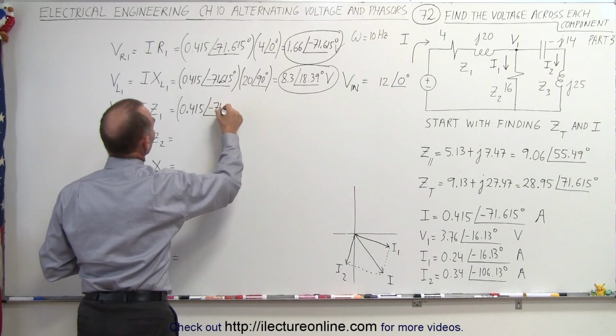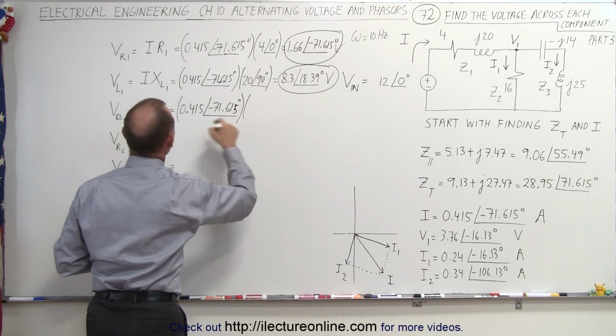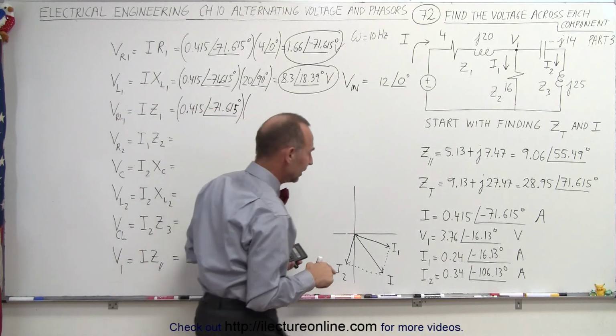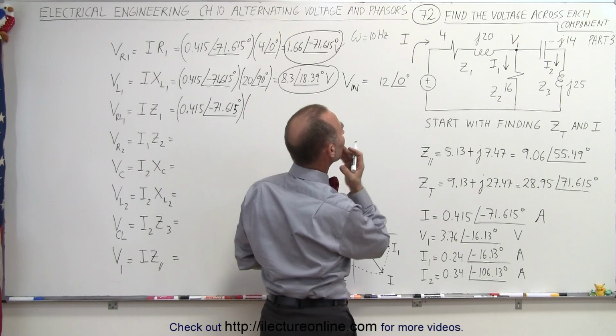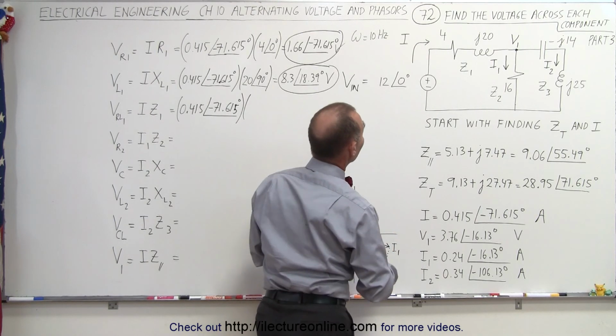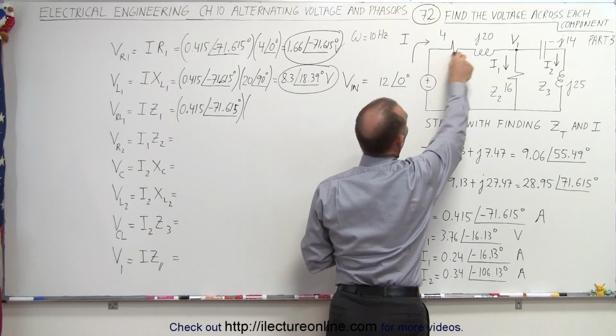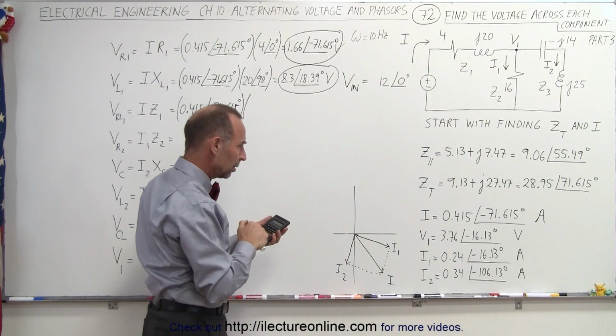So that will give us 0.415 at minus 71.615 degrees. That should be a 5. Multiply that times the impedance Z1. And the impedance Z1, I guess I did not keep the impedance of Z1. So we're going to have to find that. We have a real component of 4, imaginary component of 20. So that would be 4.